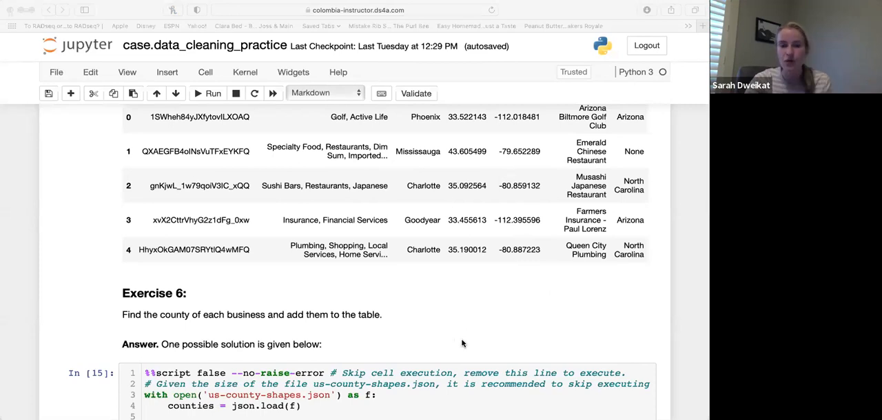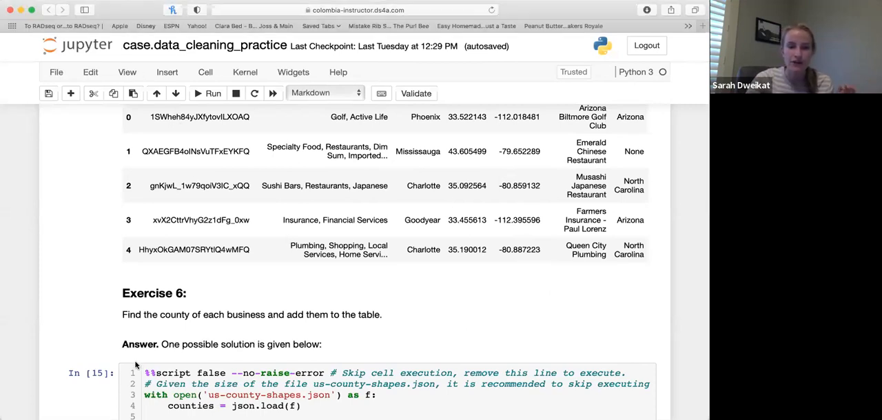So don't run the code. Everyone look down here. I don't want to give the whole answer, but add this to the top, and then you can just write your code, but it won't run it. So add this script false, no raise error. And the explanation is here: the size of the file will make it difficult for all of us to try to execute. So put that in, and then try to write the code. Since we already looked at it for state, it should be pretty easy to think about how we would do that for county. And here's the name of the file.